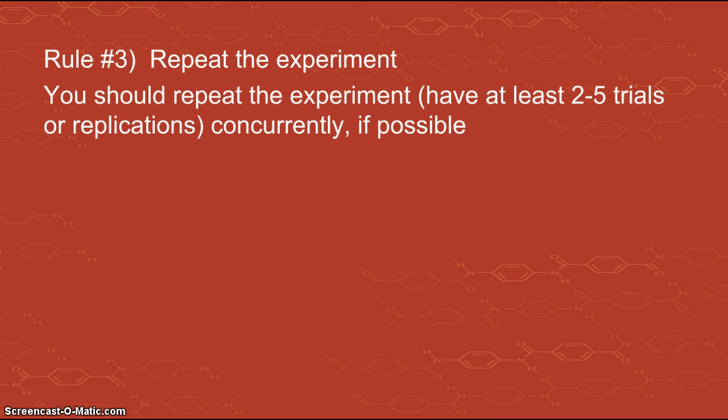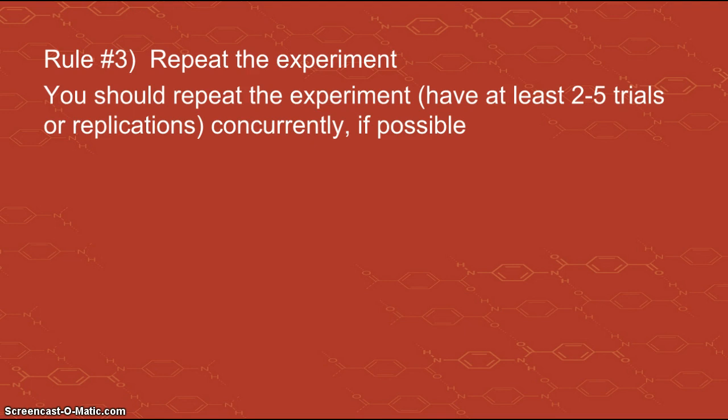You should repeat the experiment and test more than one of each control and experimental group. These are called replications. There's no hard and fast rule, but you definitely need to have more than one. So 2 to 5 replications or trials might be enough.